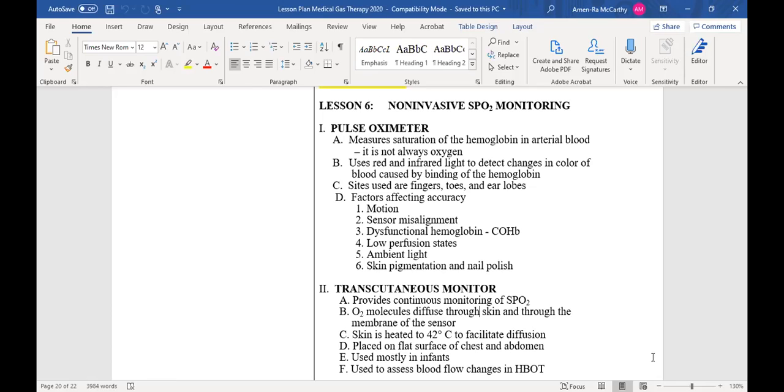It measures the saturation of the hemoglobin in arterial blood, but don't forget, it's not always oxygen. It could be what? Carbon monoxide, okay? It uses a red and infrared light to detect the changes in color of blood caused by the binding of the hemoglobin. Sites used are the fingers, toes, and earlobes. Factors that affect accuracy will be moving around, sensor alignment, dysfunctional hemoglobin like carboxyhemoglobin, low perfusion. What if you don't have good blood flow to your fingers, right? That could cause a problem, as could different ambient light, or skin pigmentation, or nail polish. Okay, that's all it's talking about.